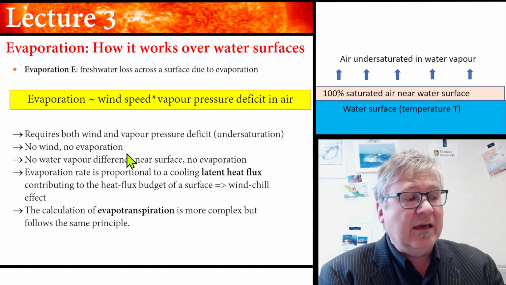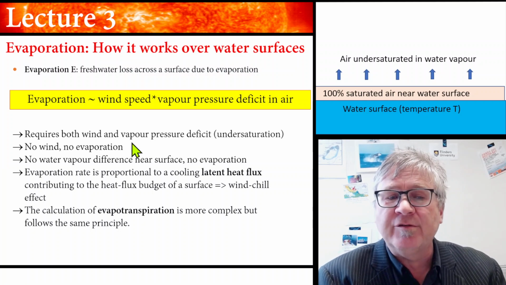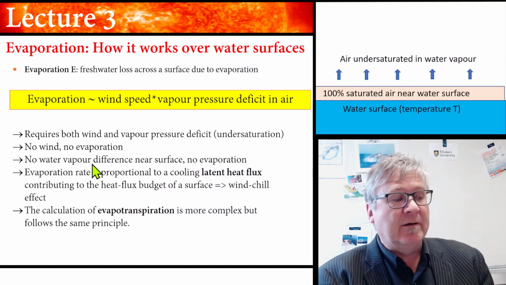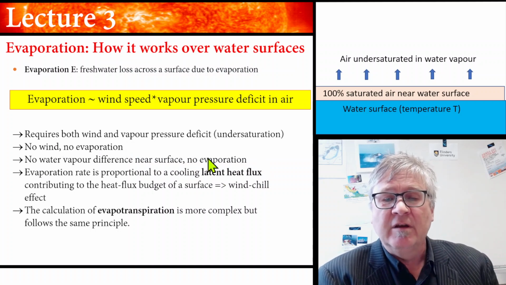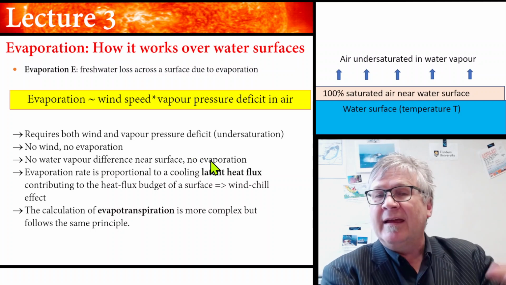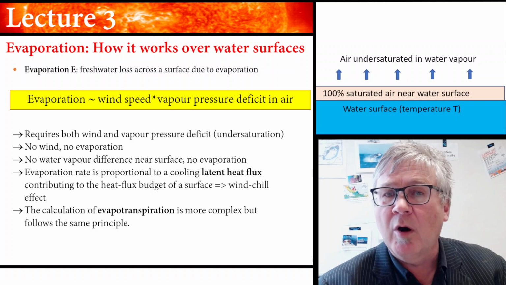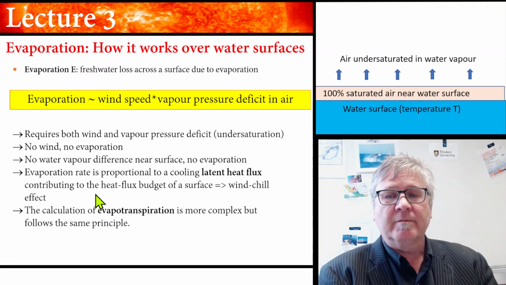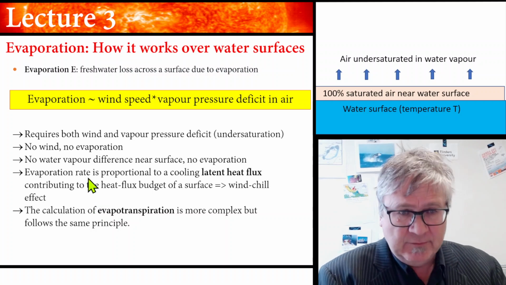However, the key story here is no wind means no evaporation. Okay, and if you have no water vapor difference near the surface, you also get no evaporation. What it means is if your air is fully saturated in water vapor, it cannot take up more water vapor, and there will be zero evaporation. Okay, that's essentially how evaporation works.